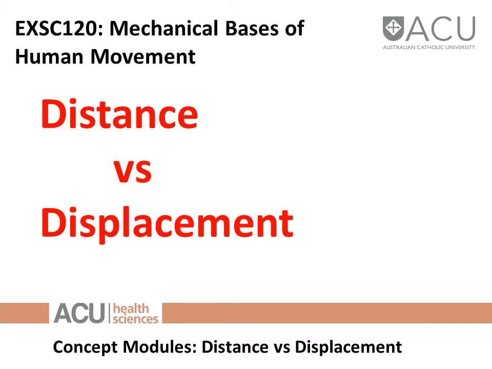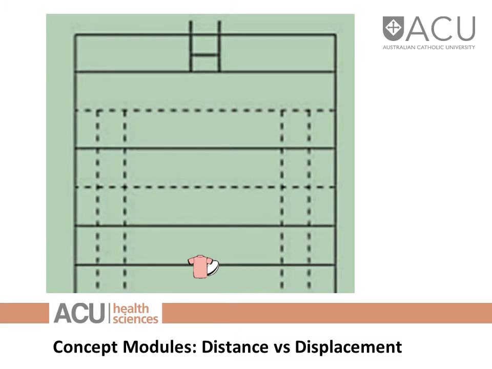This concepts module outlines the definitions and differences between distance and displacement. If we take this example of a rugby player on a field, we might be interested in the total length of the path that he's run from point A to point B. That's defined as the distance.